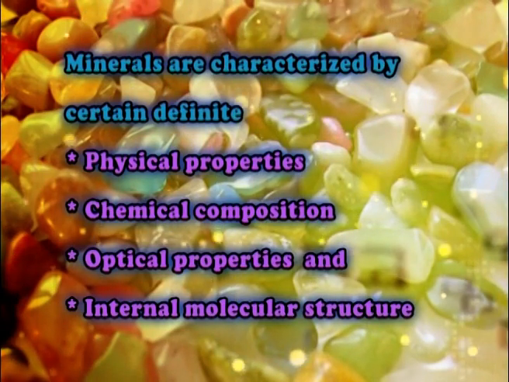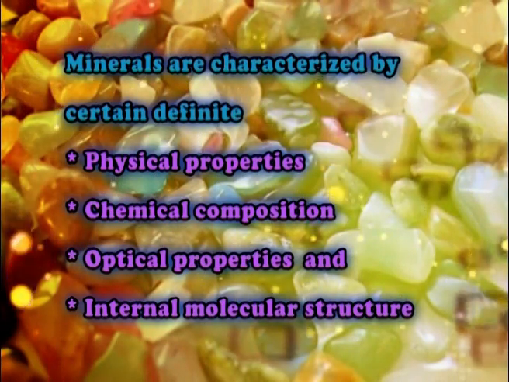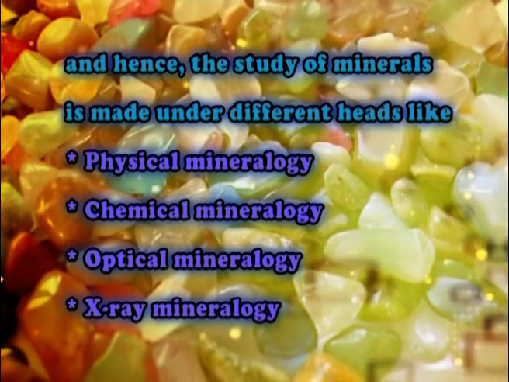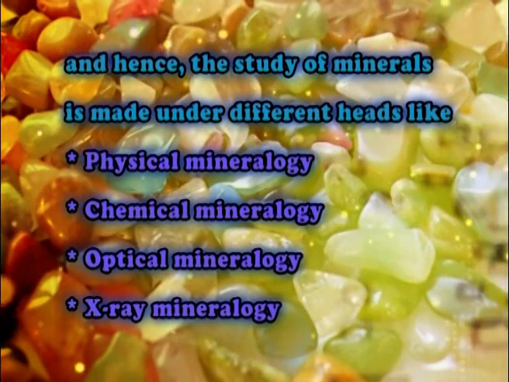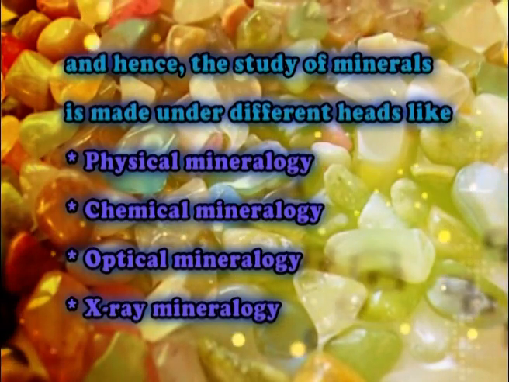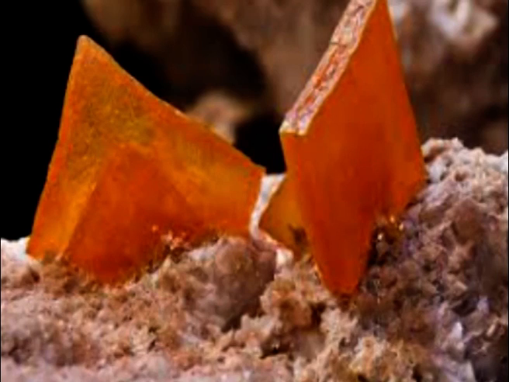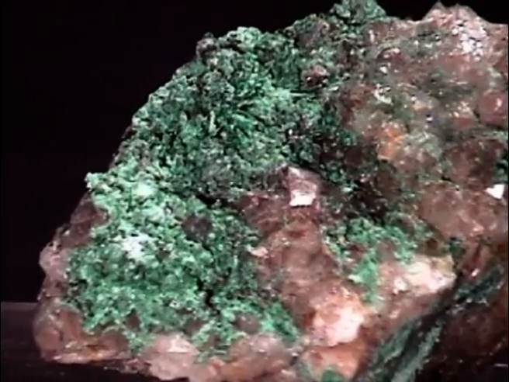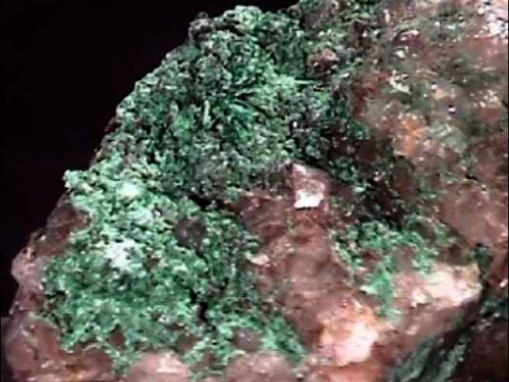Minerals are characterized by certain definite physical properties, chemical composition, optical properties and internal molecular structure, and hence the study of minerals is made under different heads like physical mineralogy, chemical mineralogy, optical mineralogy and X-ray mineralogy. The properties such as pleochroism, extinction and extinction angle, twinning and accessories of transmitted light microscope are all dealt under the head optical mineralogy. Optical mineralogy deals with the study of optical properties of minerals in thin sections and grains under a special type of microscope called petrological microscope.